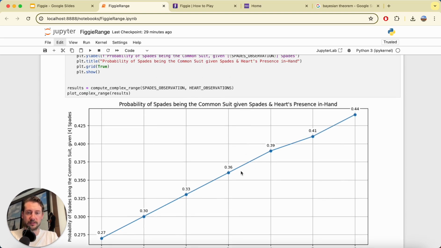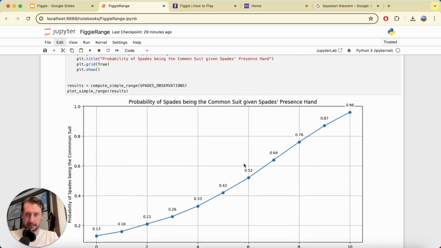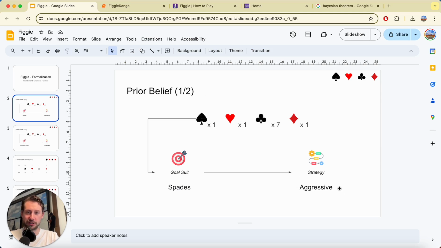So we're going to use these tables for the next rounds of Fiji that we're going to play, and hopefully this is going to give us the edge that we need to play our initial strategies properly and start making money in the right way, either by chasing the common suit, the target suit, or by playing on arbitrage and just trying to do small trades that are profitable.